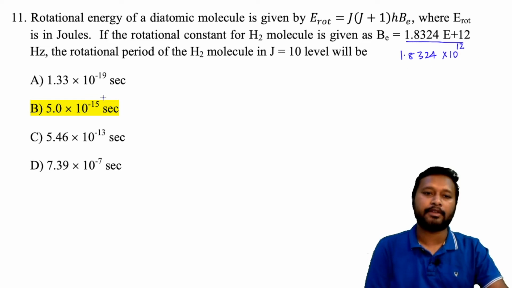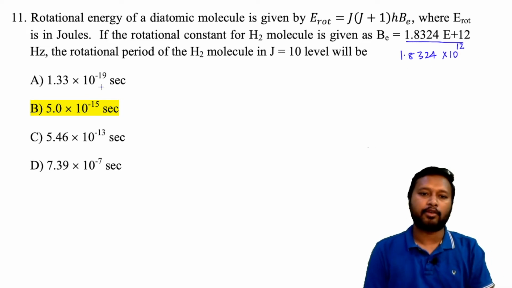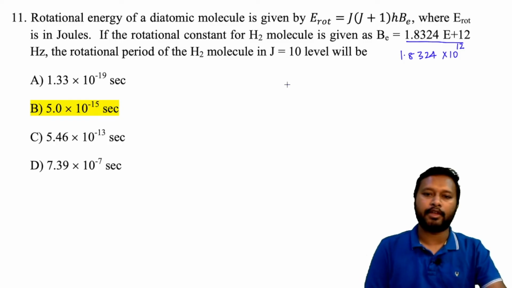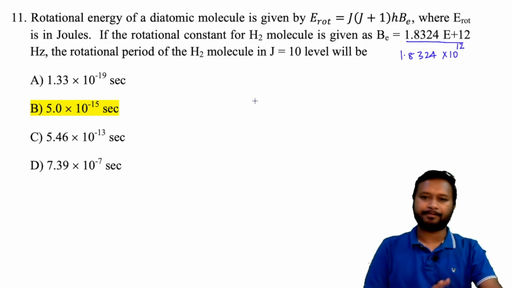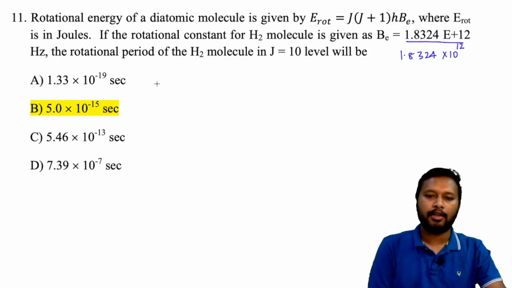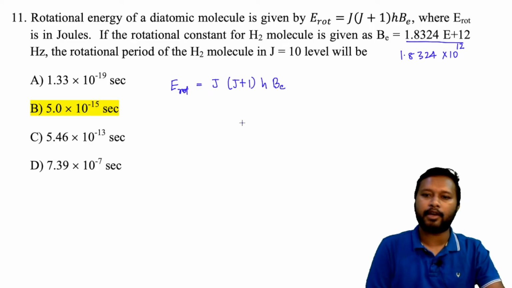Okay, that's what it means. It is given in hertz. The rotational period of the H2 molecule in J equals 10 level. Let's try to do this. First of all, you are given E rotational, which equals J(J+1) h B_e. This is what we have. We know the value of B_e, and we know the value of J, so we can put them here.